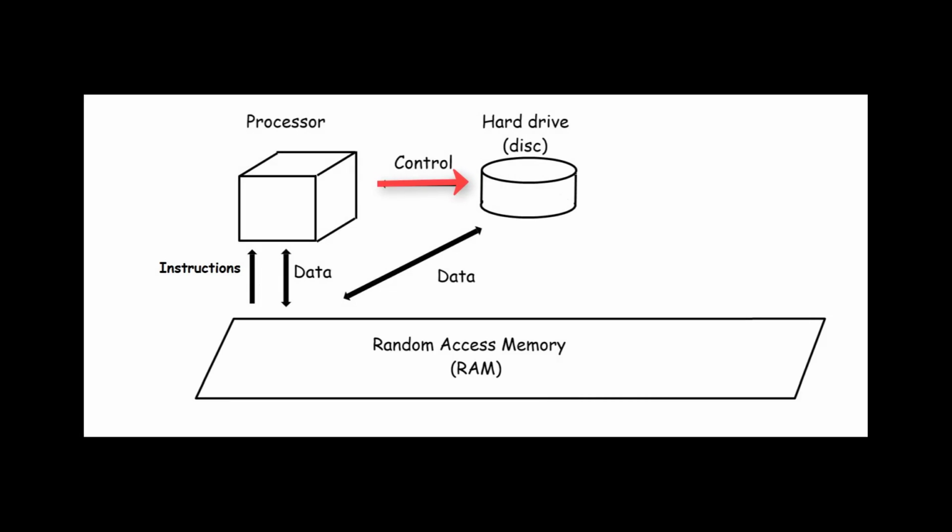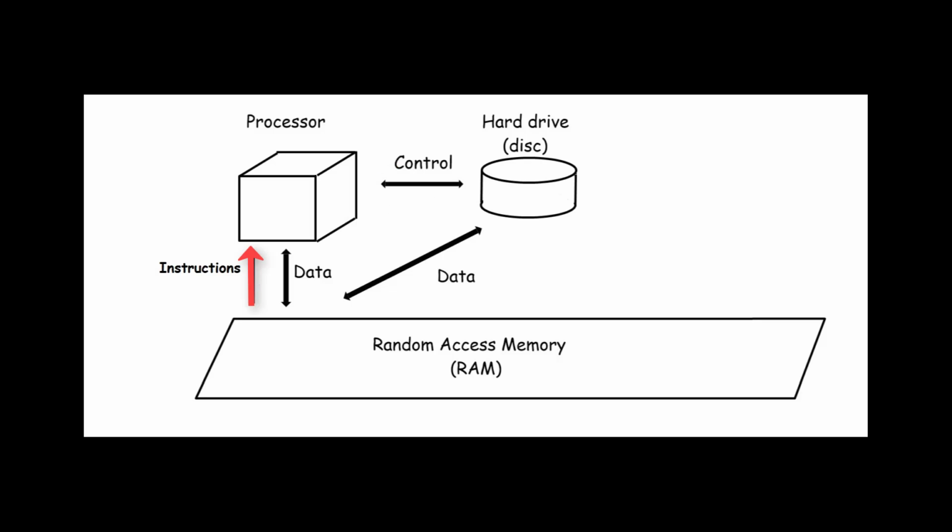Suppose the processor issues an instruction to your hard drive to read data from the disk into memory. The hard drive then does this while the processor moves on to other work. When the data has been transferred, the hard drive notifies the processor that the work has been done and that it is available for another task.